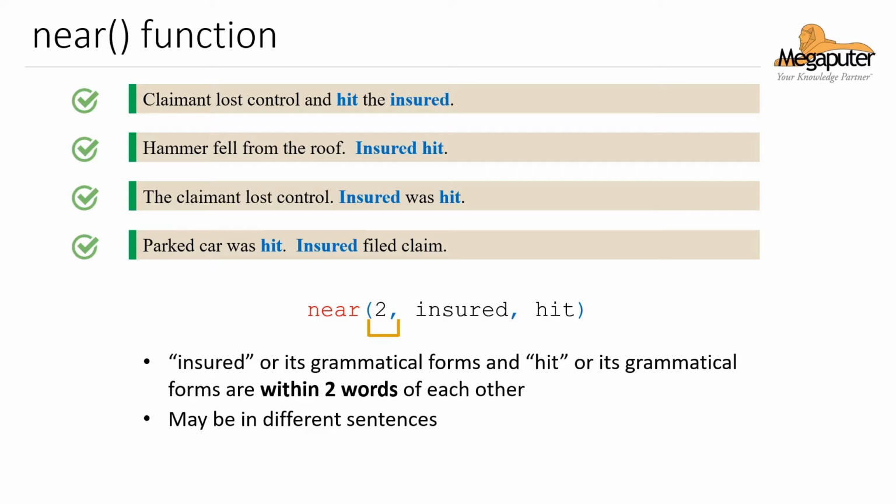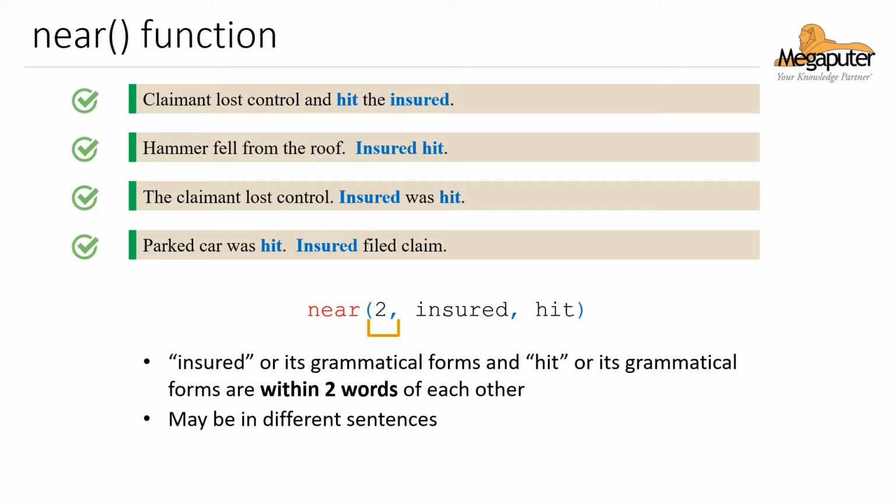With this change, the expression now matches the first and third records as well. In the first record, the word insured is within 2 words of the word hit, and in the third record, the word insured is followed by hit within 2 words. Additionally, the matched region is indicated by the blue highlighting in the records here. Notice that in the first and third records, the words insured and hit, which are the function arguments, are highlighted. However, the words the and was, which separate them in the respective records, are not highlighted.